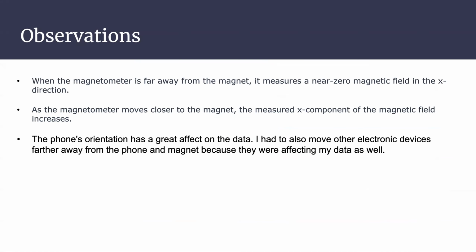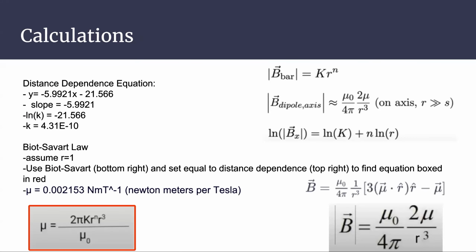Observations: when the magnetometer is far away from the magnet, it measures a near zero magnetic field in the x direction. As the magnetometer moves closer to the magnet, the measured x component of the magnetic field increases, and the phone's orientation has a great effect on the data. I also had to move other electronic devices farther away from the phone and the magnet because they were affecting my data as well.